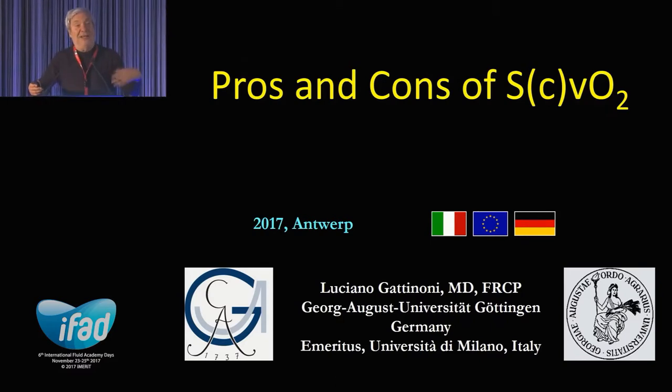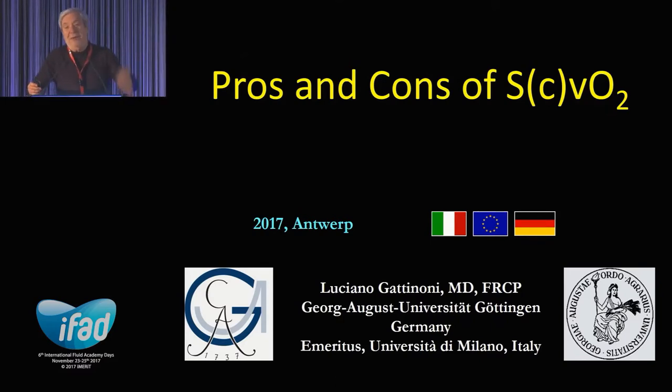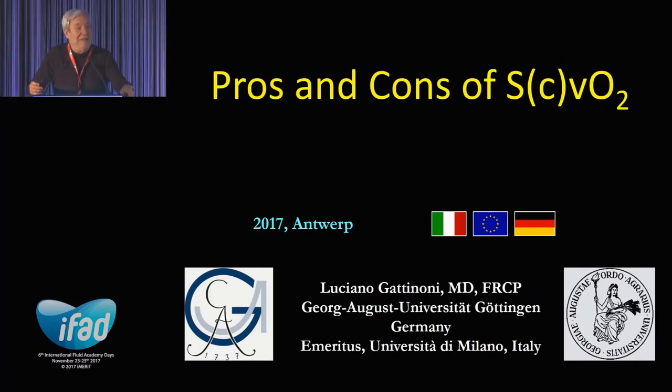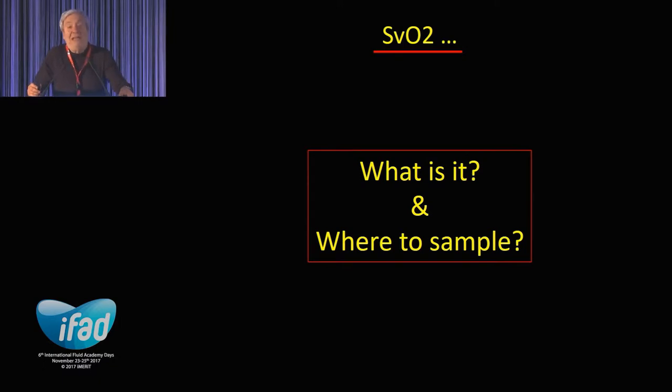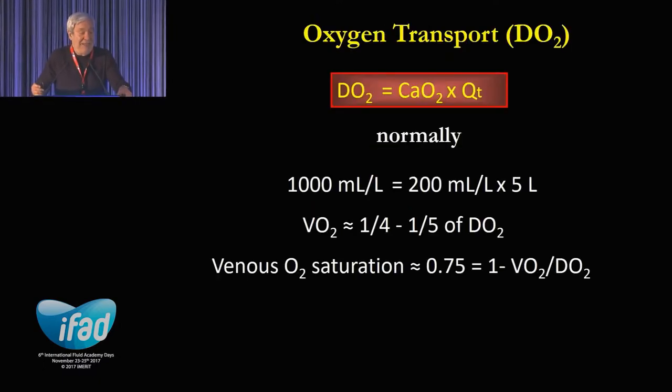ScvO2, central or mixed venous? Nobody now uses the Swan-Ganz catheter, it's a very bad time for it, and so basically we refer to central venous. I think the Swan-Ganz catheter still has its role. Anyway, SvO2: what it is and where to sample is quite clear.